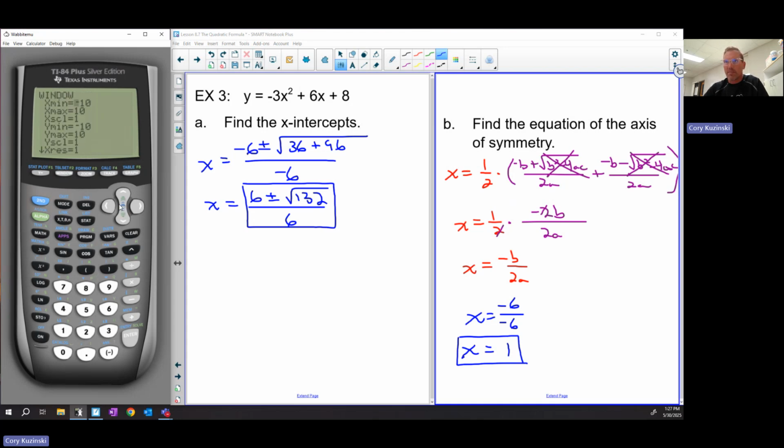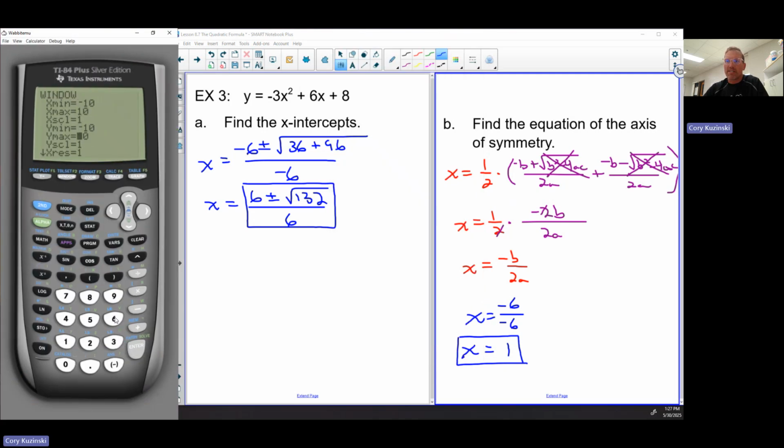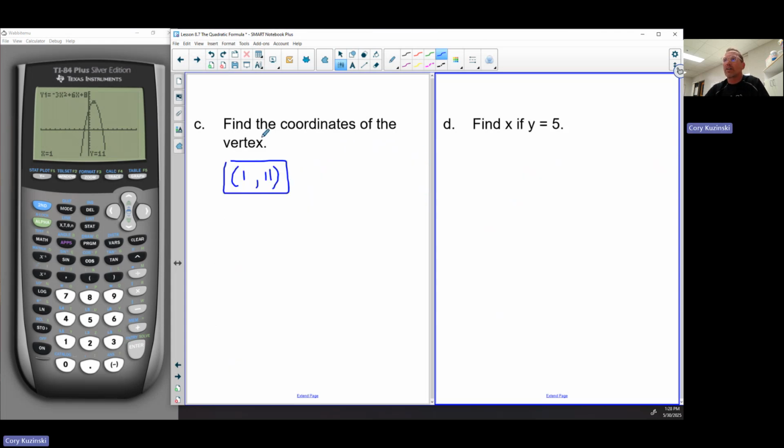I really have to take my window up a little bit. Shoot. Let's take my Y max to like 15. Graph it. Trace it. 1, enter. 1, 11. That looks like my vertex. Oh, which happens to be the next question. Find the coordinates of the vertex. 1, 11. You can see it right there. That was easy.